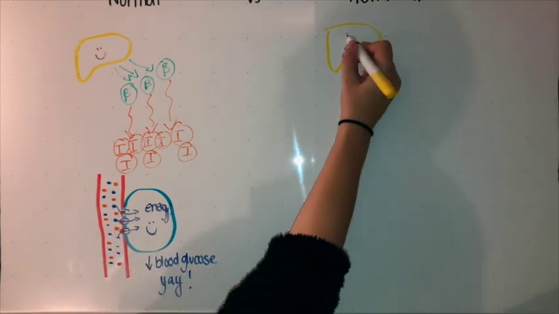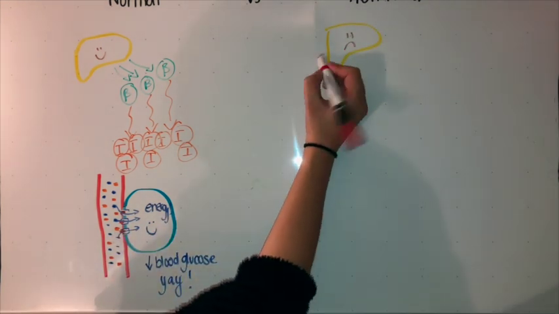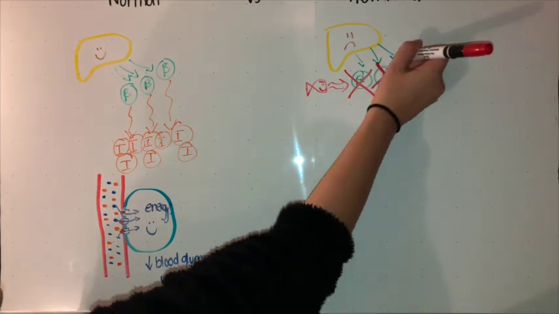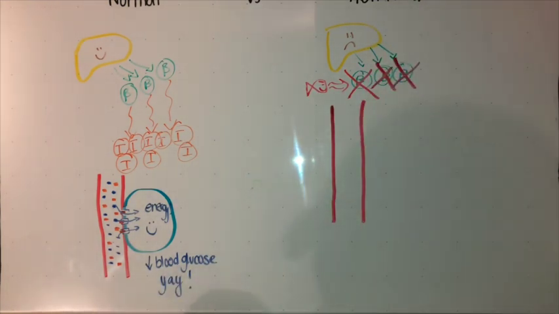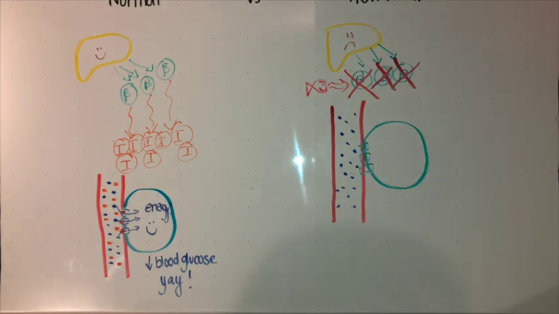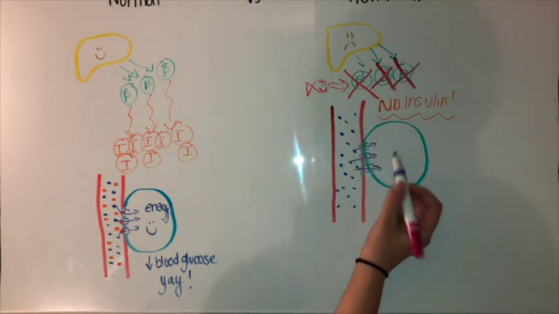In the abnormal person, there's not going to be those beta cells or there's going to be very few of those beta cells because your body recognizes those beta cells as foreign, and therefore antibodies attack them. So you're going to have all that glucose remain in your bloodstream and none's going to go into the cell because there's no insulin, and that's not good.